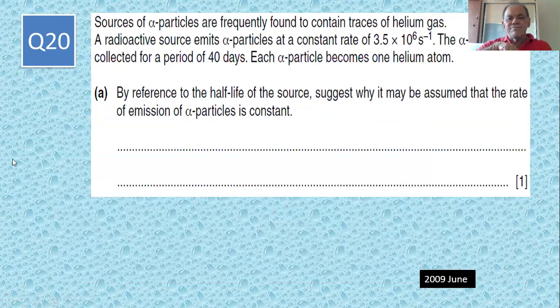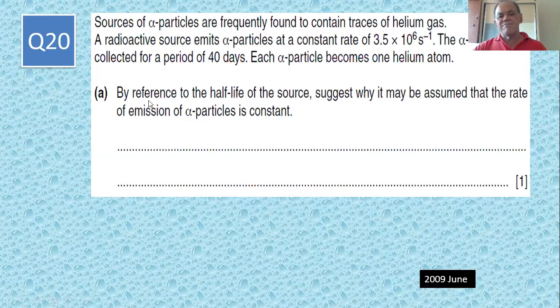Sources of alpha particles are frequently found to contain traces of helium gas. A radioactive source emits alpha particles at a constant rate, 3.65 times 10 to the power 6 per second. The alpha particles are collected for a period of 40 days. Each alpha becomes a helium atom. Right? So basically the alpha came out of your radioactive source, and then after a while it will get an atom from the air and becomes a helium atom. So we are collecting helium gas.